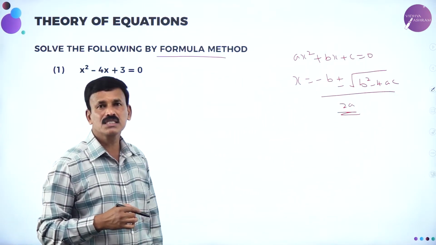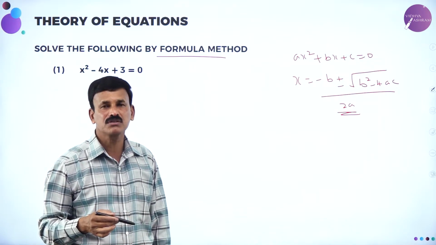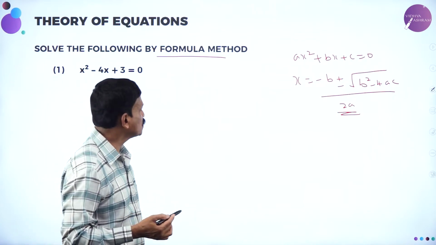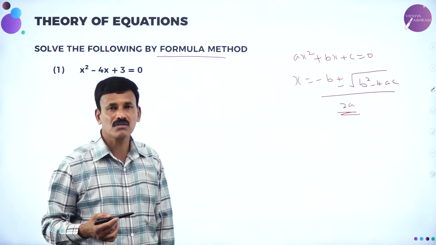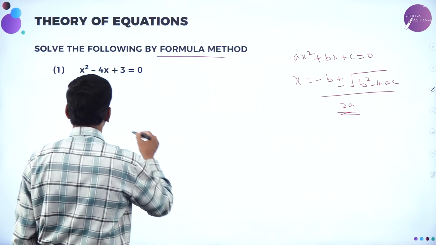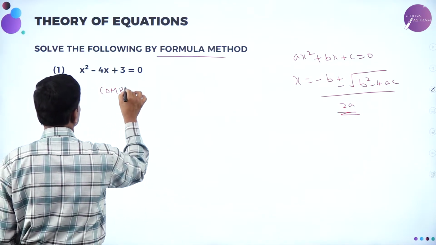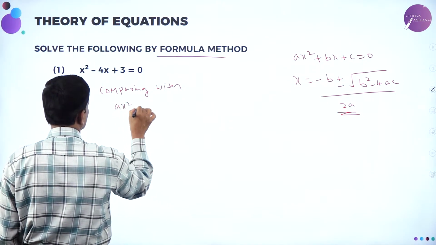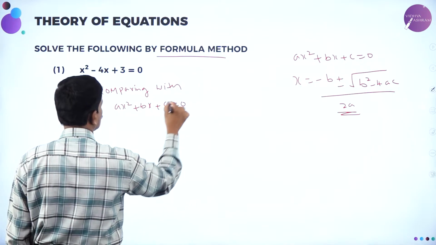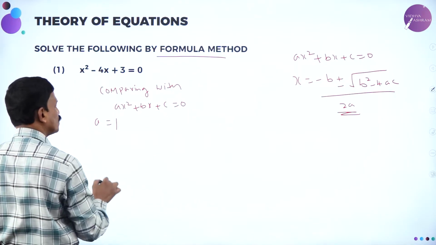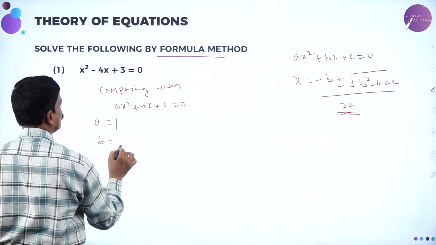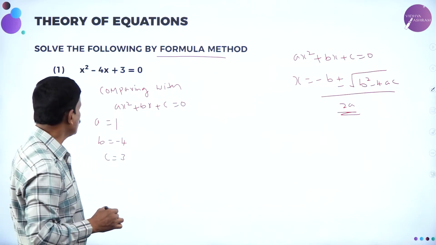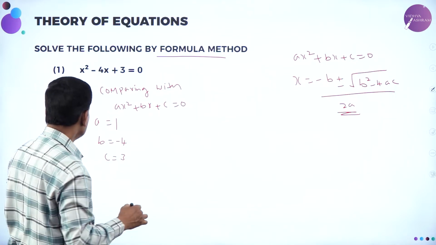So x is equal to minus b plus or minus root of b square minus 4ac divided by 2 into a. a is the coefficient of x square, b is the coefficient of x, c is the constant term. Now comparing with the standard equation ax square plus bx plus c is equal to 0: a, the coefficient of x square, is 1, b, the coefficient of x, is minus 4, and c, the constant term, is 3. So a is 1, b is minus 4, c is equal to 3.